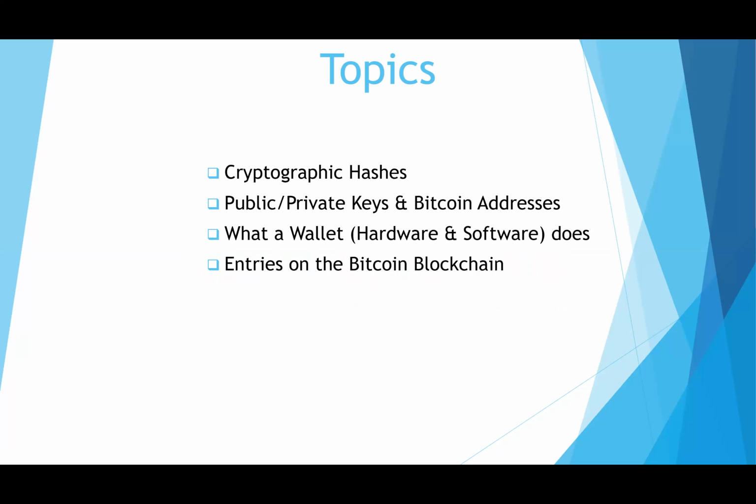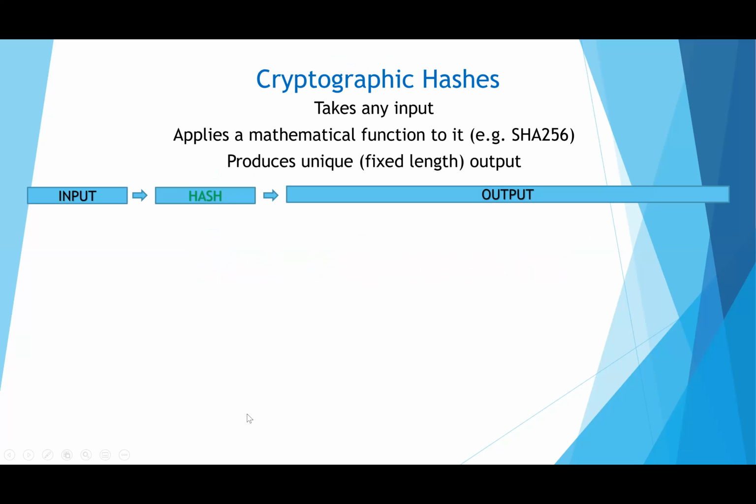What I was going to quickly cover was some concepts like cryptographic hashes, public and private keys, and what a wallet actually does and how it all appears on a blockchain. So to begin with, first bit of buzzword, we've got a thing called a cryptographic hash, which is a calculation where you take any input, you apply a mathematical function to it, and it produces a unique output in some way. So it's like a digital signature.